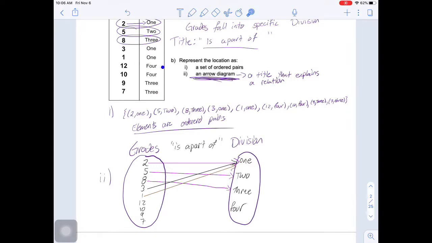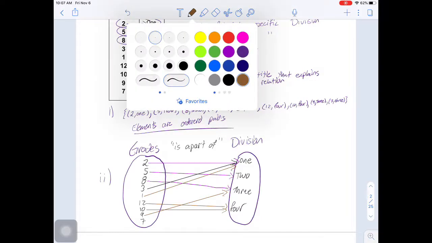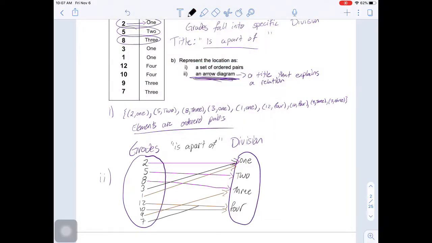Grades 12 is in 4. So that's our first 4th division grade. Grades 10 is also in division 4. Grade 9 is in division 3. And lastly, grade 7 is also in division 3. So maybe I'll use one more color there. Well, let's use black, and then we can see here.